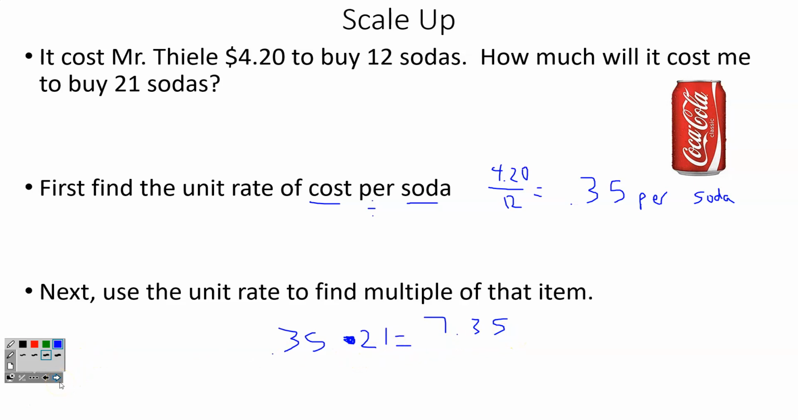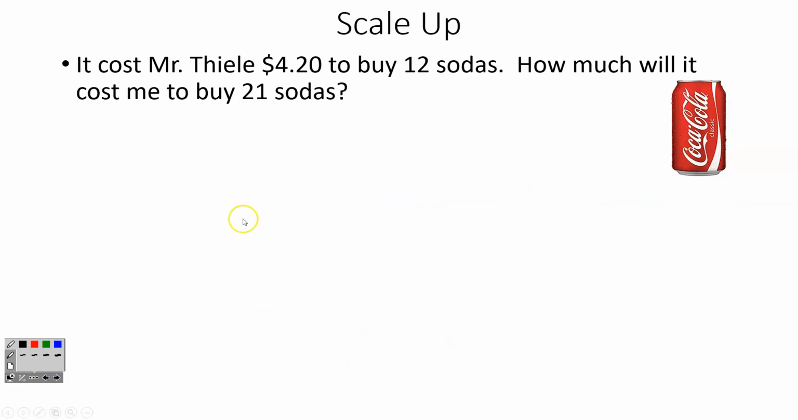So that's the first way you could do it. Option 2, you could set it up as a ratio. Because it says cost and then sodas, I'm going to put the $4.20 on top and then the 12 sodas on the bottom. So $4.20 over 12 sodas, and I'm going to put that equal to something because we don't know how much it's going to cost for 21 sodas.